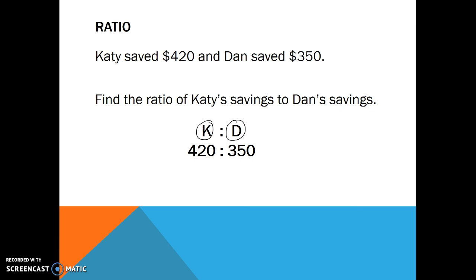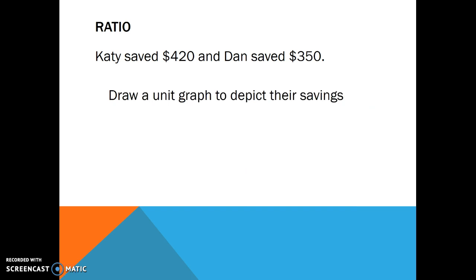Now that is clearly not simplified, so let's do that really quick. We can divide by 10 just by crossing off those zeros, and then we can divide by 7, which is going to be the greatest common factor. So if I divide 42 by 7 and 35 by 7, my simplified ratio is going to look like 6 to 5.